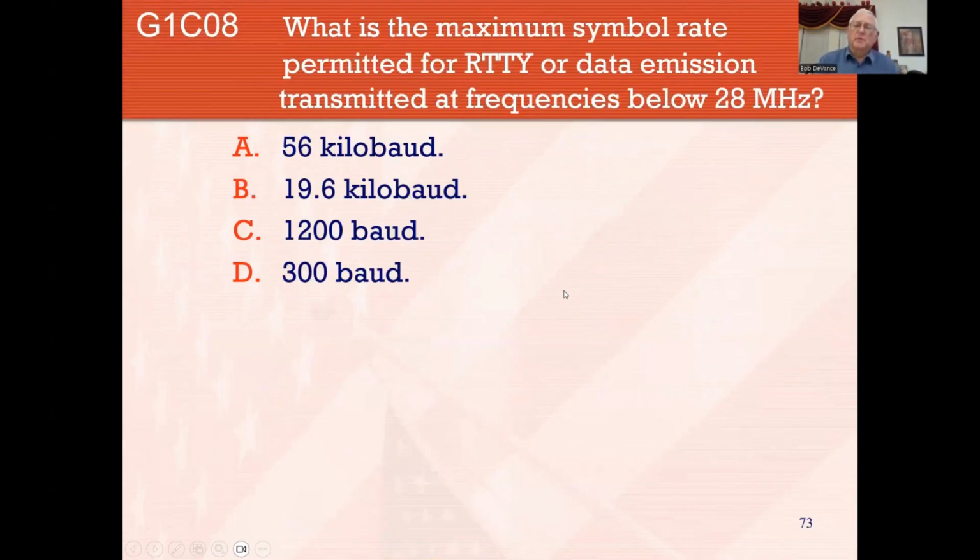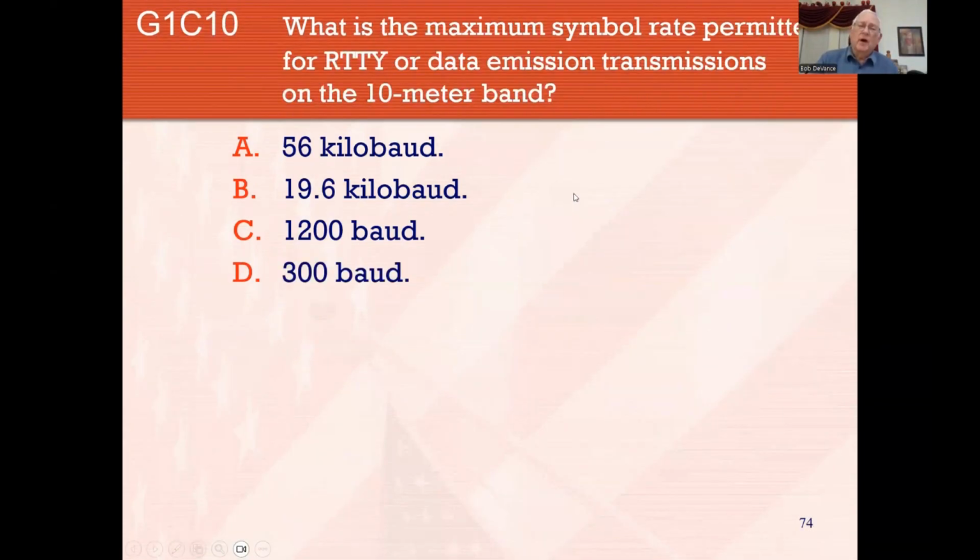What is the maximum symbol rate permitted for a RTTY? Below 28 MHz? It's slow. 300 baud. It's slower than syrup on a cold day. But if we go 10 meter or above, we get to go all the way up to 1200, 4 times as fast. And that's because we're dealing with a higher frequency that can handle that extra data.